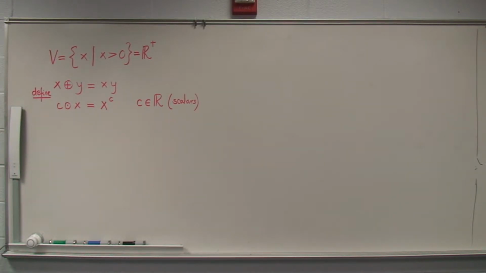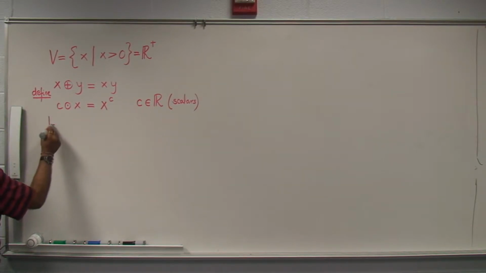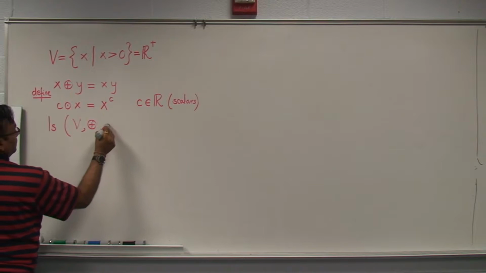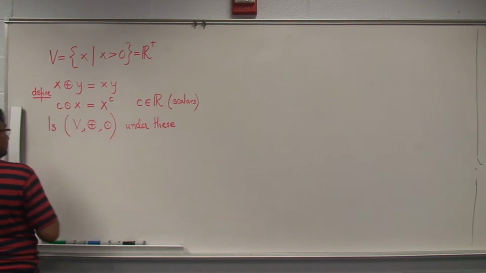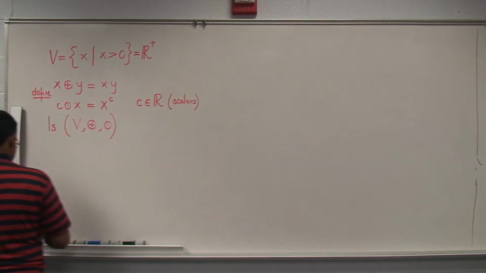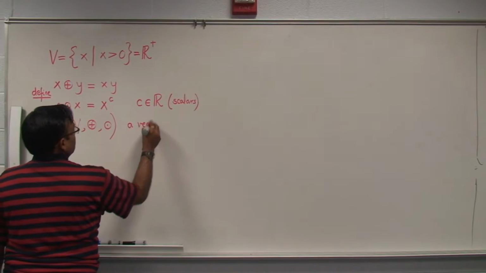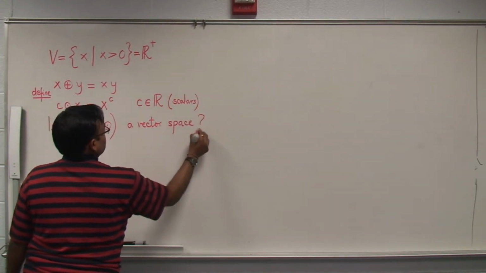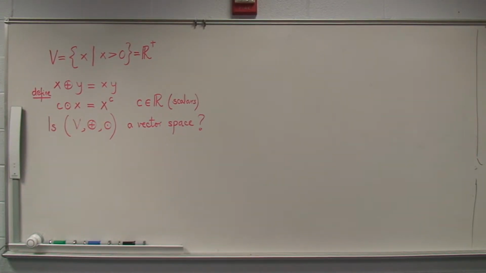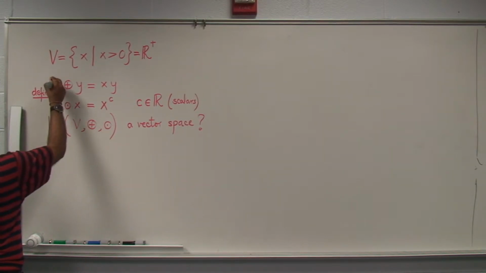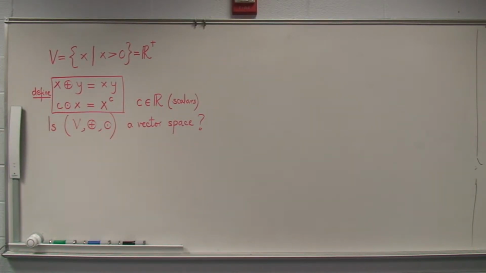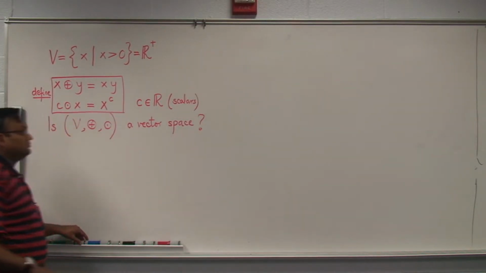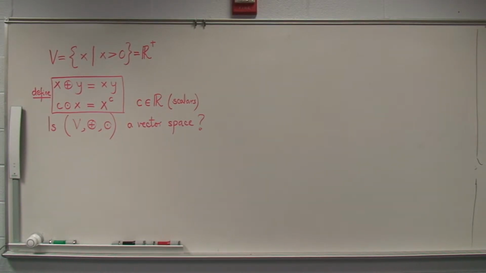Question: is V a vector space under these operations? So let me, just for the sake of illustration, highlight it so that we keep on looking at it and remind ourselves that we are dealing with some new operations. So what I'll do is I'll first go through closure and then we'll talk about some of the axioms.